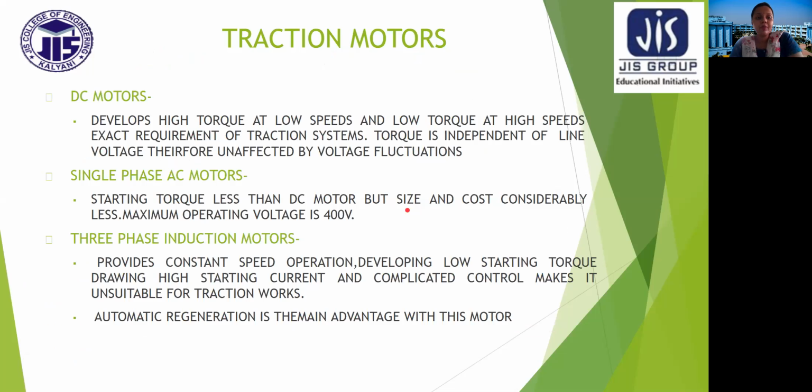Traction motor. What are the different kinds of traction motor? First is DC motors. They develop high torque at low speed and low torque at high speed, exactly the requirement of a traction system. Torque is independent of line voltage, therefore unaffected by voltage fluctuations. Single phase AC motors have starting torque less than DC motors, but size and cost are considerably less. Maximum operating voltage is 400 volt.